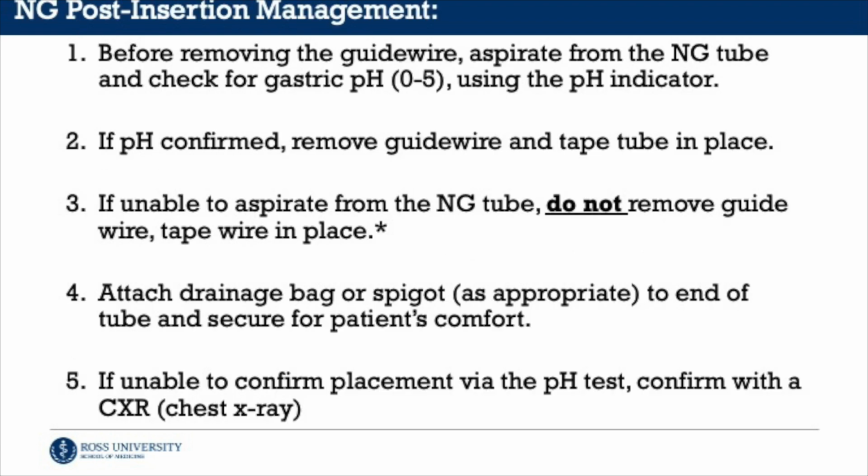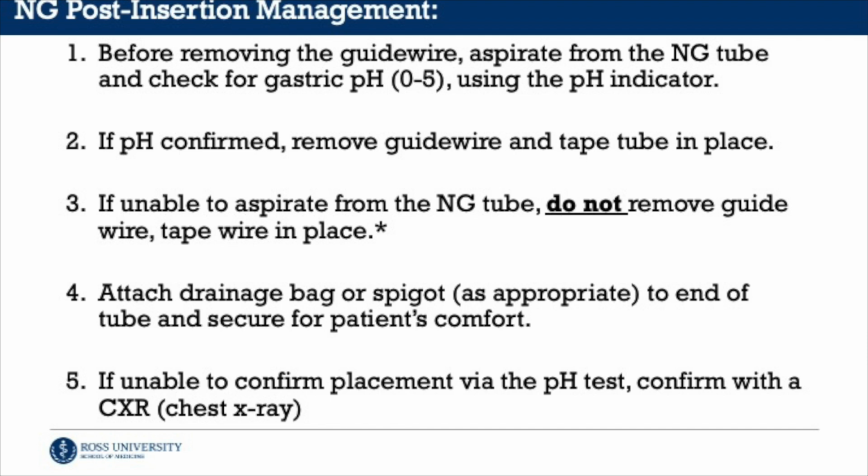Now, we've inserted the tube. The last component is post-insertion management. What happens next? Well, before removing the guide wire, we're going to aspirate from the NG tube and check for the gastric pH, which should be acidic, between 0 and 5, using the pH indicator. This would indicate that we're actually in the stomach and not somewhere else, such as the respiratory tree.